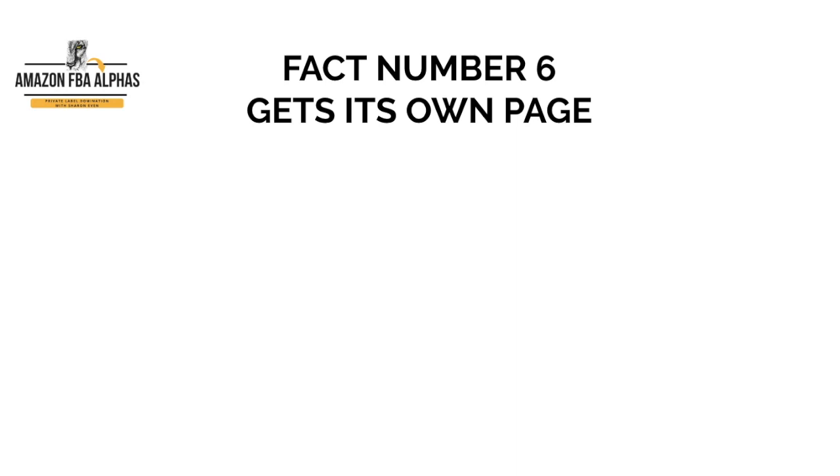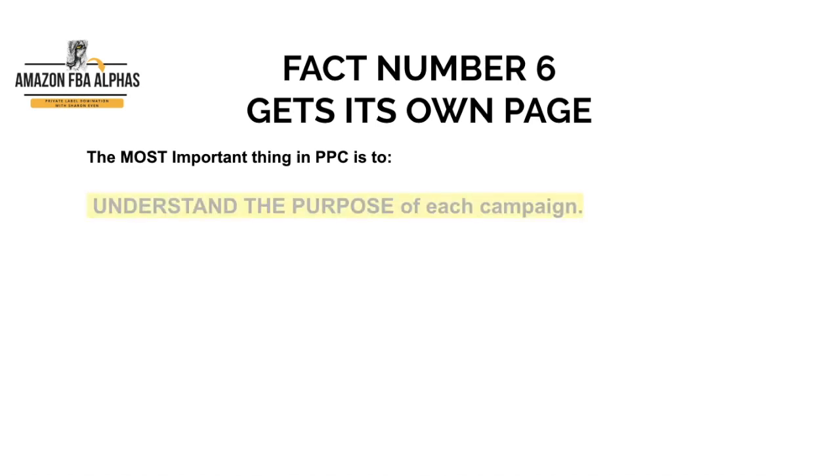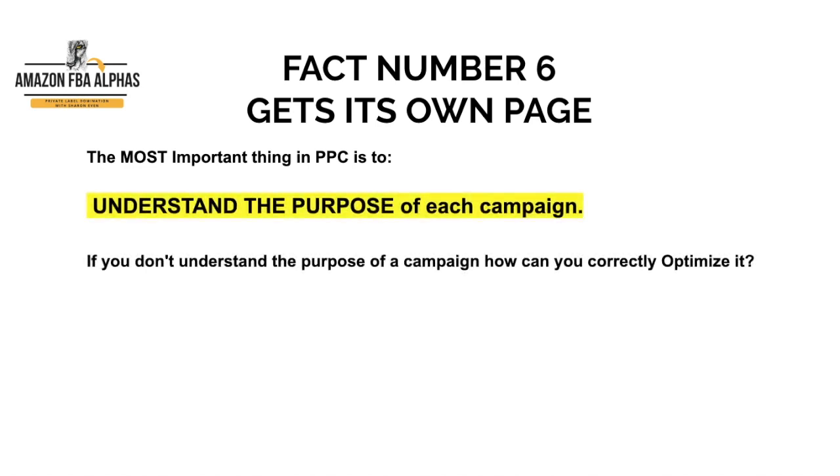Okay, fact number 6 gets its own page. Let's see what it is. The most important thing in PPC is to understand the purpose of each campaign. If you don't understand the purpose of a campaign, how can you correctly optimize it? This is just so true from the amount of coaching calls I do with people. I ask them, okay, but what's the purpose of this campaign? And they just say, I just followed a YouTube video.